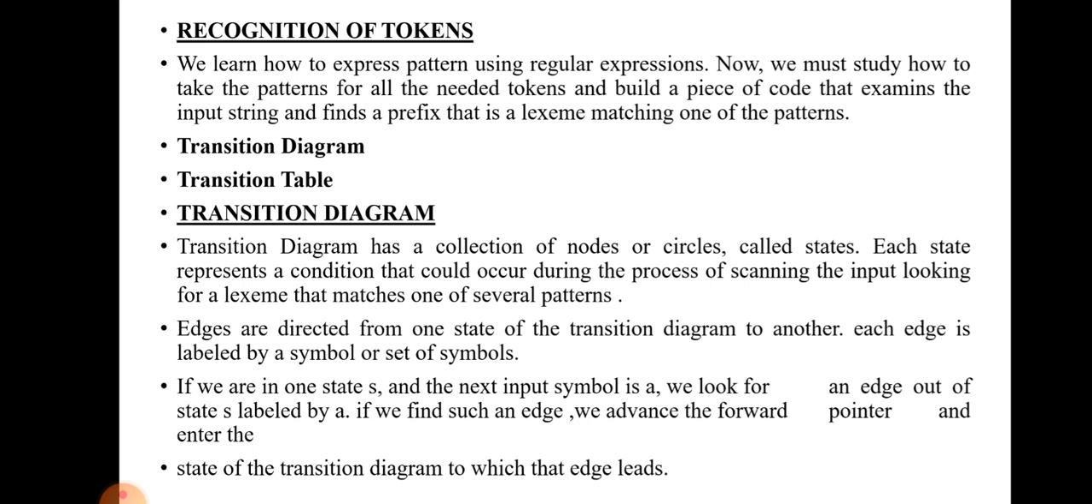We know what is a token and how to specify the tokens. Then how can we recognize a particular token? There are two ways to recognize a token: one is transition diagram and another one is transition table. A transition diagram is a collection of nodes. The nodes are represented by circles, which are called states. Each state represents a condition that could occur during the process of scanning the input for a lexeme. Edges are directed from one state to another state. Each edge is labeled by a symbol or set of symbols.